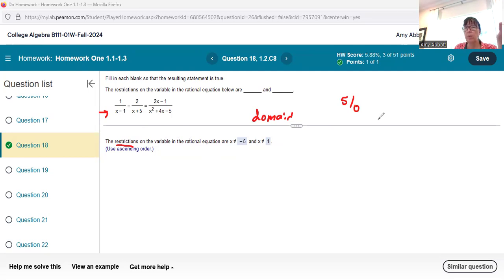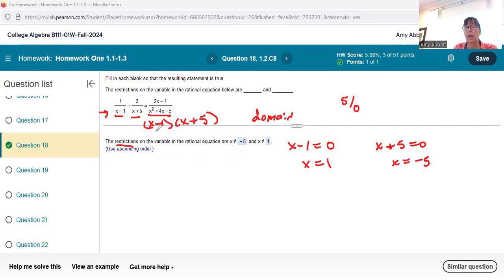So what we need to do to figure out what those domain restrictions are, where it can't be equal to 0 for the denominator, is set the denominators equal to 0. So set it equal to 0, you get X as 1. Set the other denominator here equal to 0, and you get -5. Likewise, this one on the right, where is that equal to 0? Well, you're supposed to factor it, and it factors into X minus 1 and X plus 5. That is the same thing we've just done. So you'd set each of those equal to 0 and solve them, and those are the domain restrictions. So that's how you do that one.